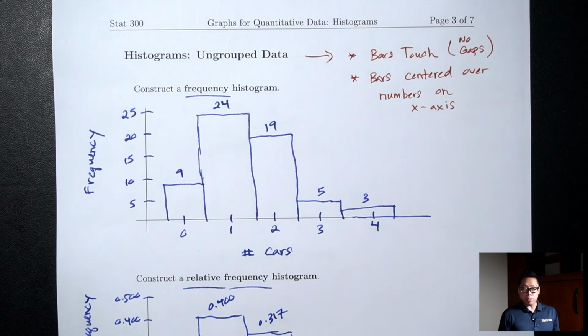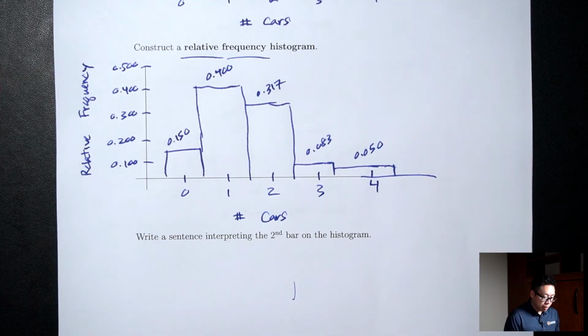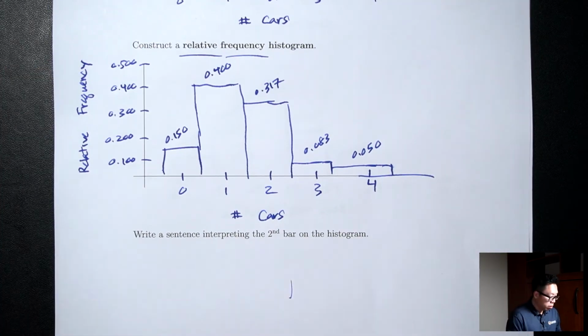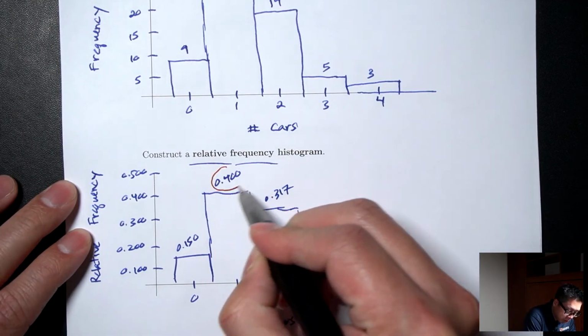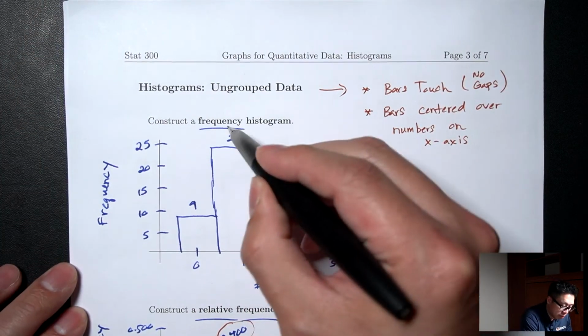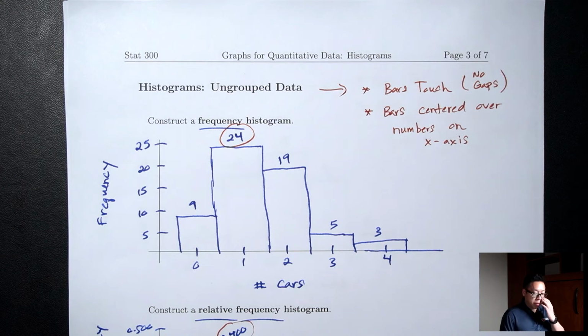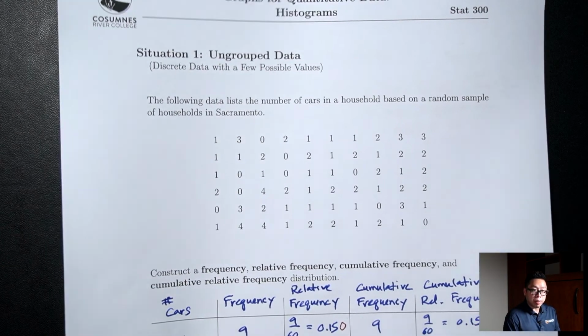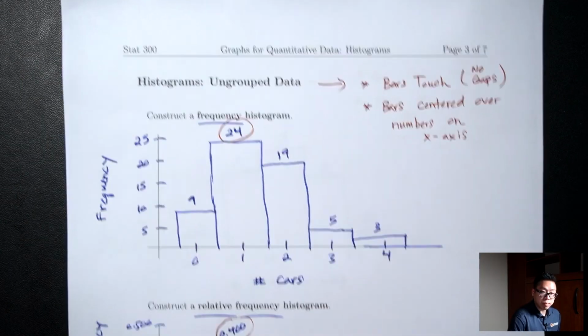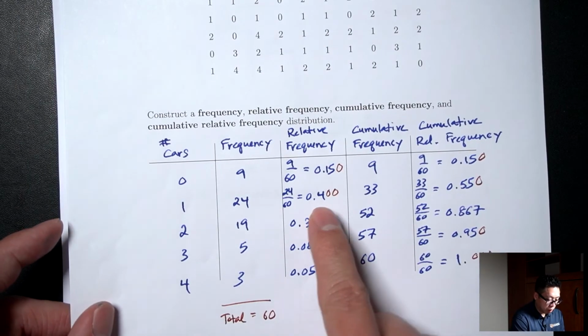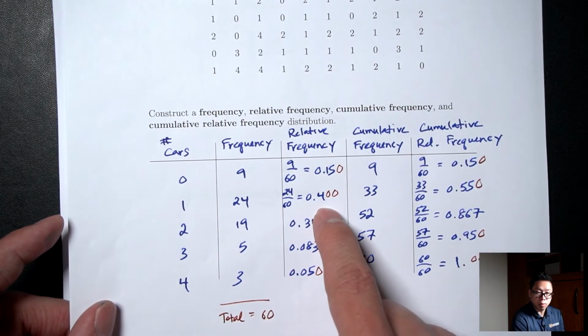Let's talk about how to interpret these graphs now. I'm back on the ungrouped data situation, and I want you to write a sentence interpreting the second bar on the histogram. So I'm talking about the second bar, that's this 0.400, and this 24. Usually when I interpret, I like to go back to the table. So let's go back to the table for this situation, which was on the first page. I want to interpret this 24 and this 0.400.